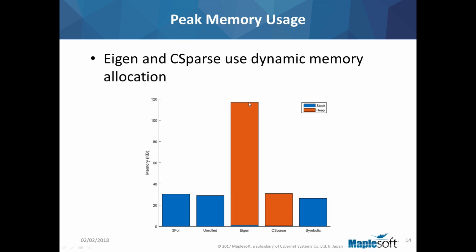But again, we can see the dynamic memory allocation that's being used, because Eigen and C-sparse are allocating memory on the heap, whereas the other methods are only using memory on the stack. So that's really important for some embedded system applications, for example, where you might not have access to dynamic memory allocation. So Eigen and C-sparse are just ruled out as possibilities straight from the beginning.